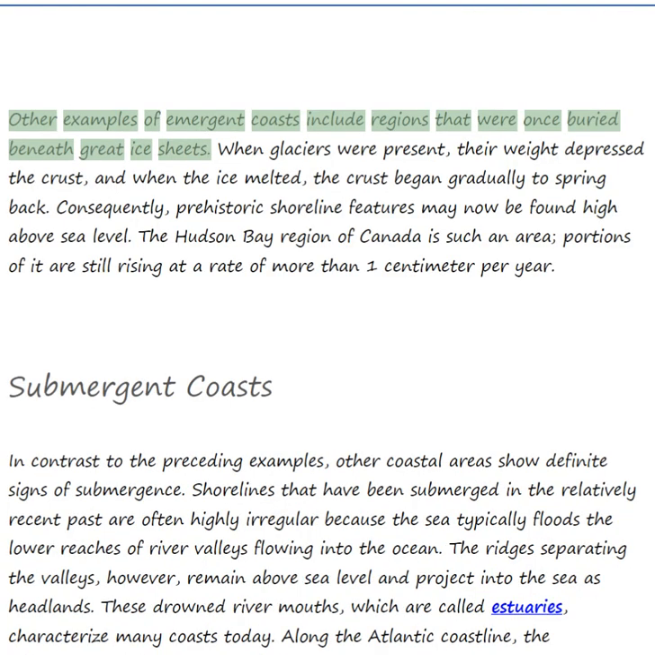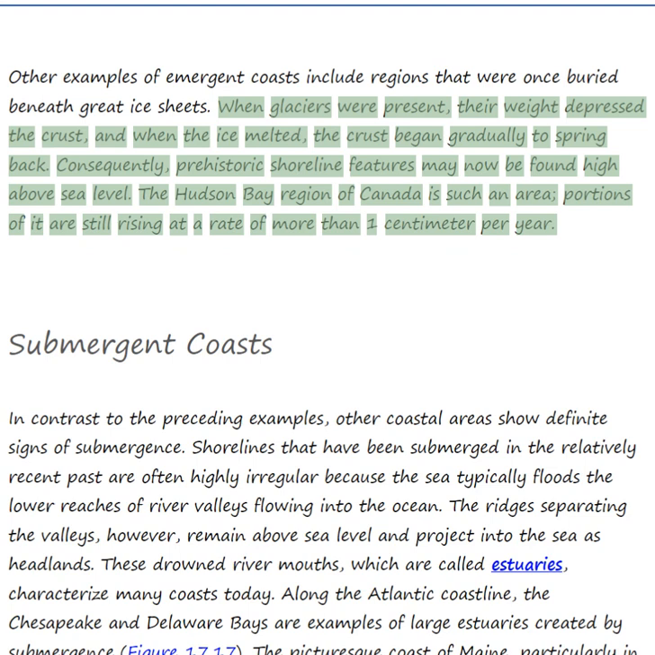Other examples of emergent coasts include regions that were once buried beneath great ice sheets. When glaciers were present, their weight depressed the crust, and when the ice melted, the crust began gradually to spring back. Consequently, prehistoric shoreline features may now be found high above sea level. The Hudson Bay region of Canada is such an area. Portions of it are still rising at a rate of more than 1 centimeter per year.